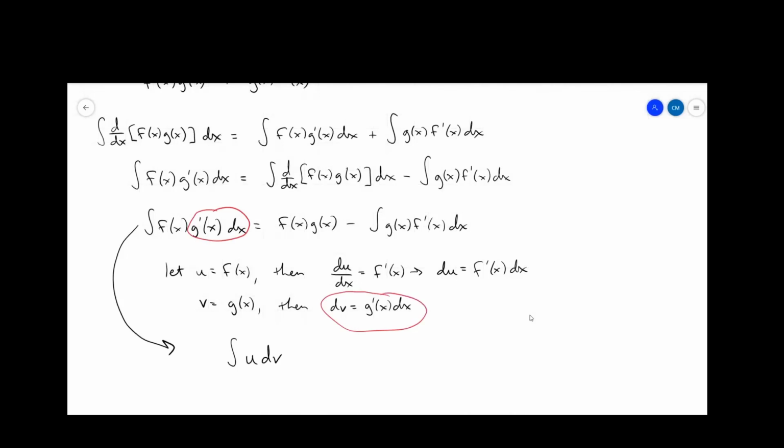So that becomes u dv is equal to f of x g of x, that's uv, minus the integral, and g of x we said was v, and then f prime of x dx, we said that that was du, right? So this then becomes v du. So that is the integration by parts formula right here.